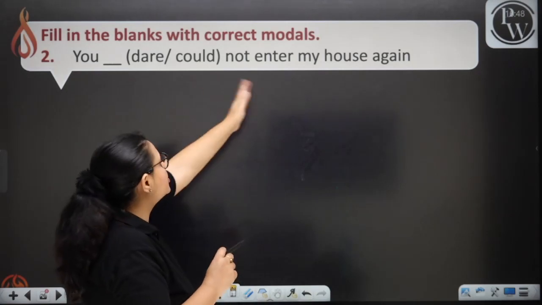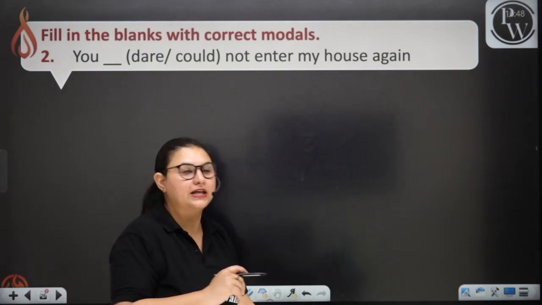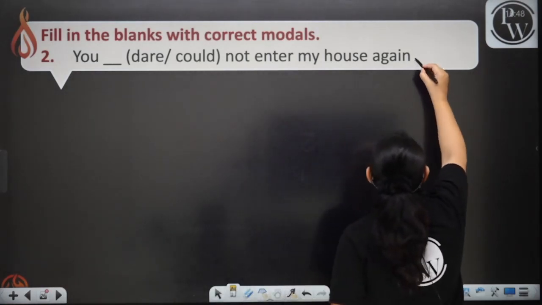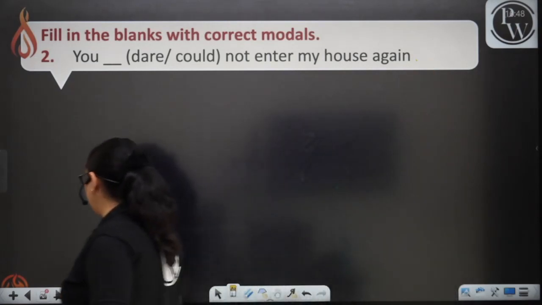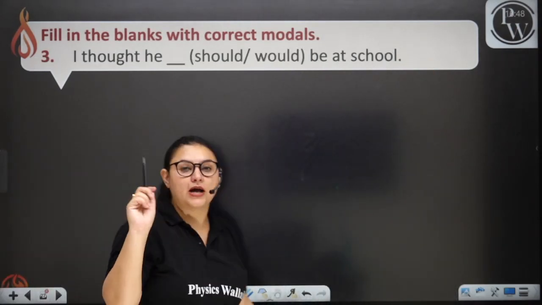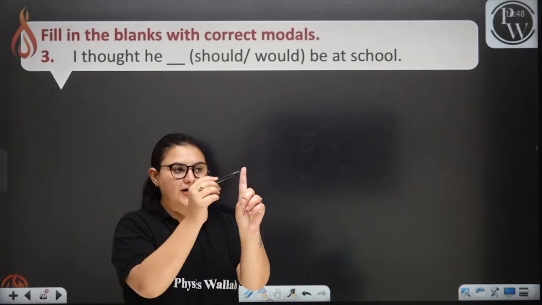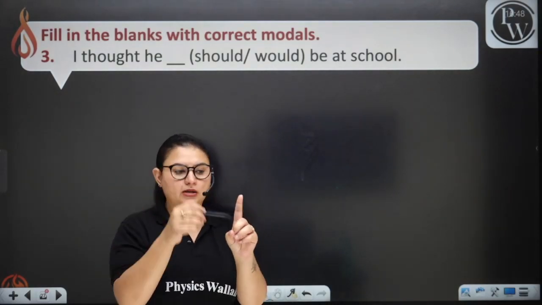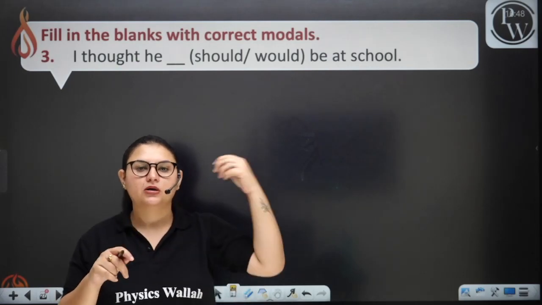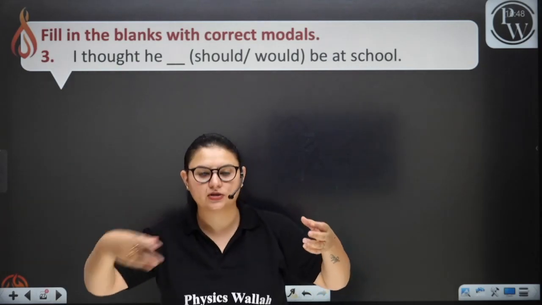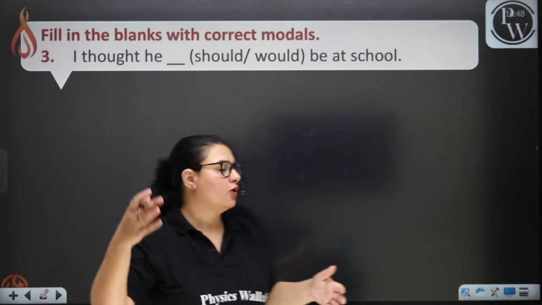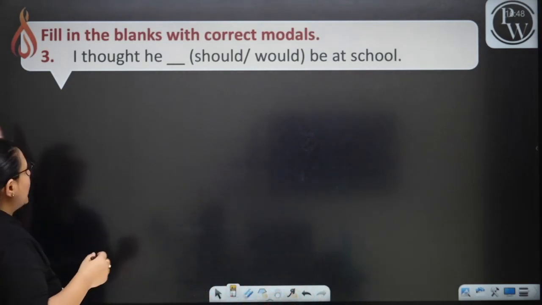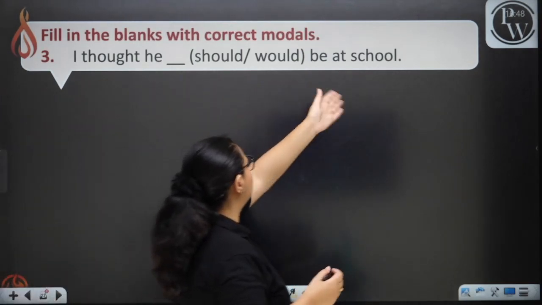You dash not enter my house again. Okay, you also have to put correct number. First, you have to answer the first, then second, then you have to put number second, then you have to answer the second question, then the third question, then the fourth and the fifth. Okay, and so on. I thought he dash be at school.